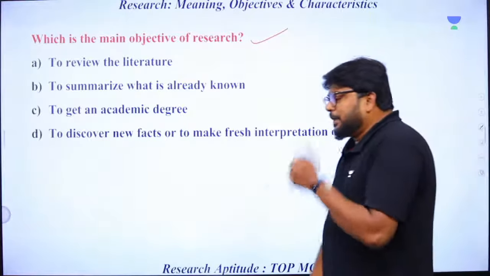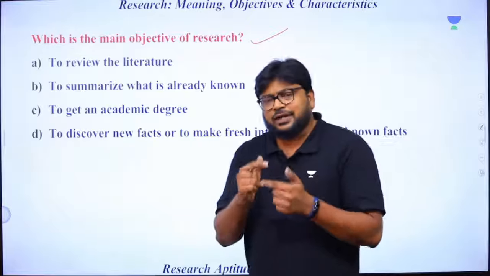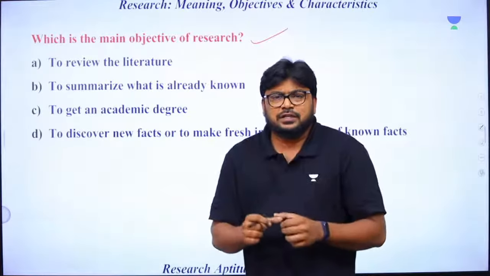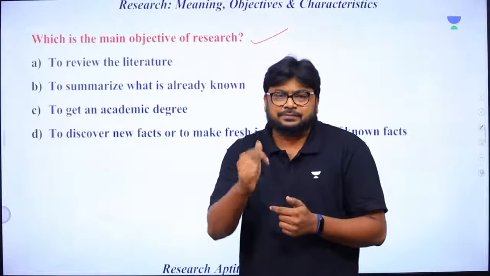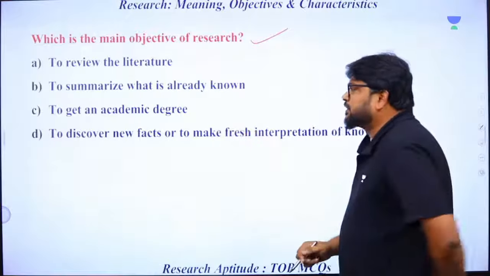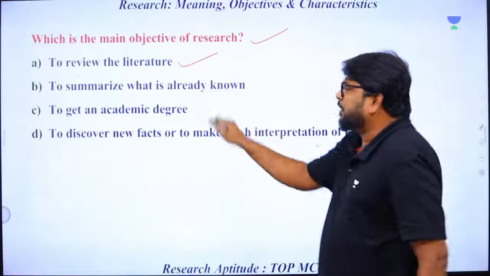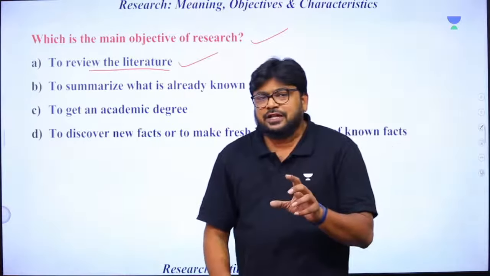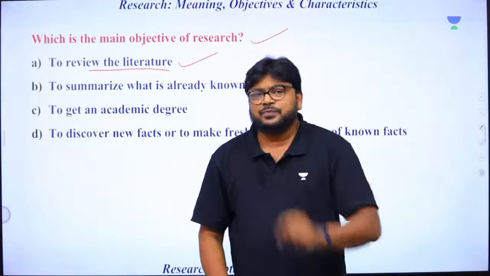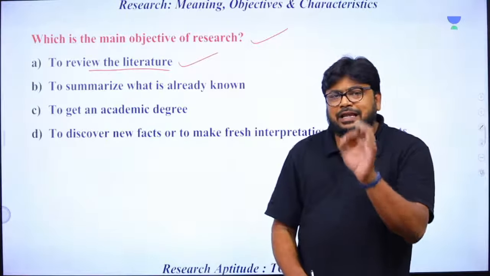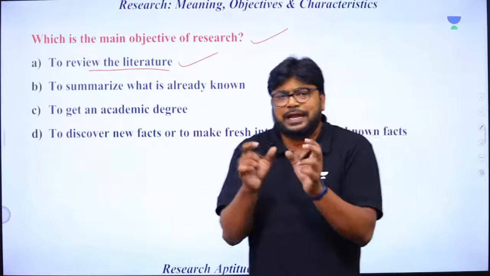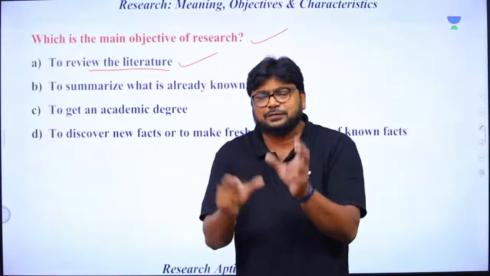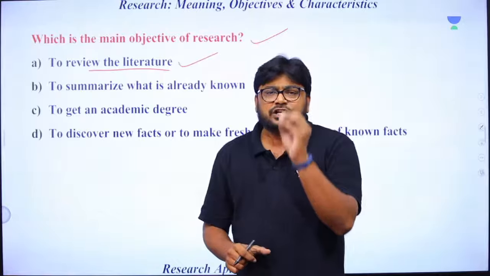Friends, in the previous session, we discussed what is research and what are the various characteristics of research, and why research is done. So here we have different options. To review the literature: first of all, what is review of literature? Review of literature is nothing but secondary data. A review of literature is conducted only to identify the research gaps. This is the first step in research, formulating the research problem.